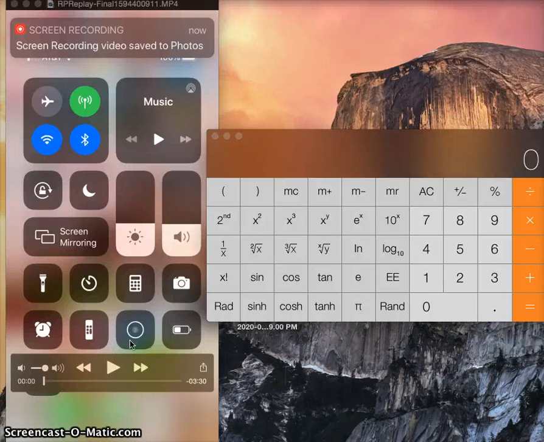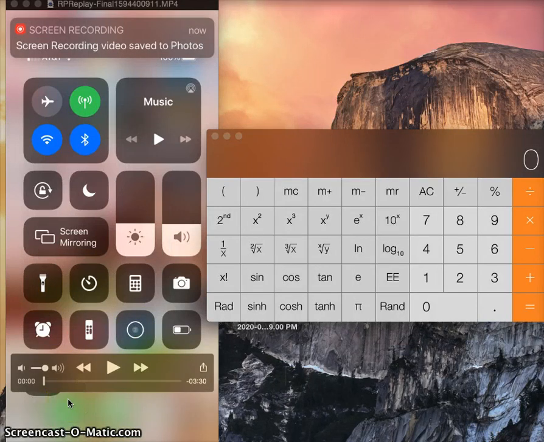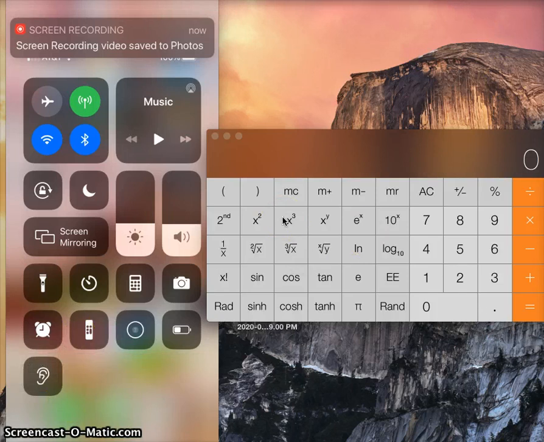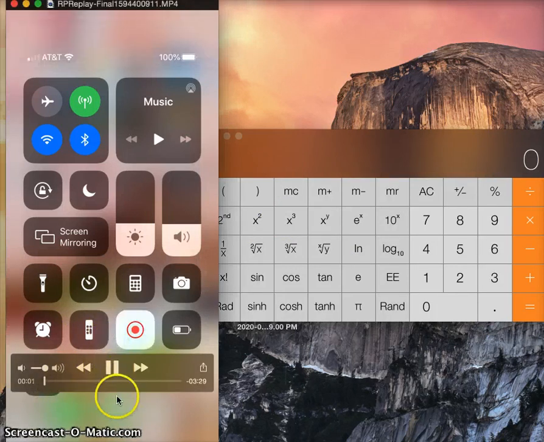Hi everyone. Today I just wanted to show you how to use your phone's calculator and/or your computer calculator to work in scientific notation. So I recorded this screenshot of my phone here so you can see what happens on a phone.